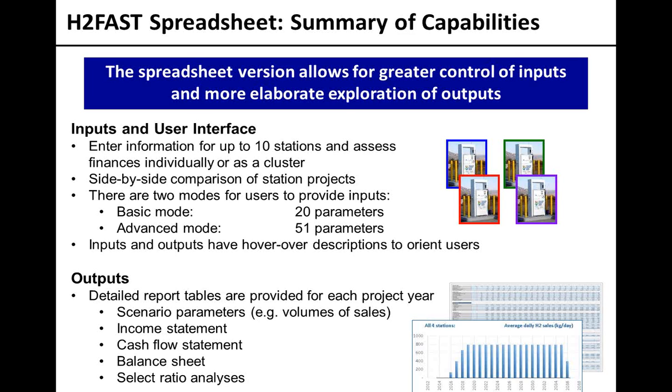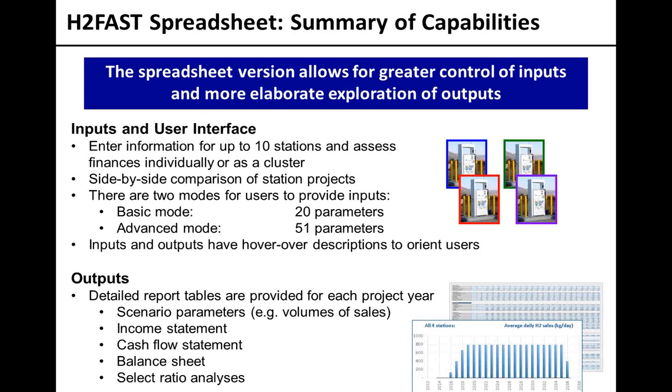As I mentioned earlier, in this first bullet here, you can do 1 station, or you can do up to 10 stations. You can look at the finances individually or for the whole cluster of stations that you've set up. This allows you to do side-by-side comparisons between different station projects, real or hypothetical. And to make the model more user-friendly, there are 2 different modes of interaction for the user interface. There's the basic mode, where you have 20 parameters, or you can switch to the advanced mode, which gives you access to even more input parameters, 51 parameters.